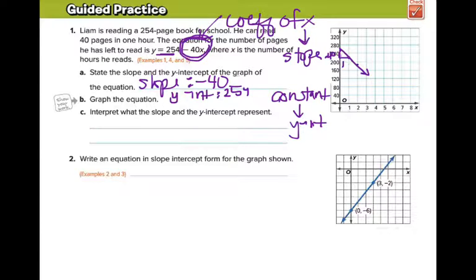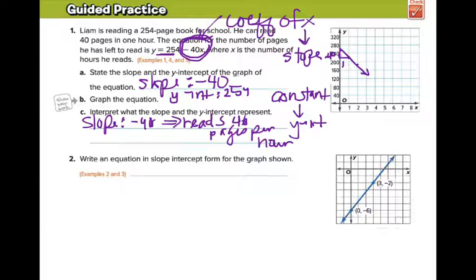Interpret what the slope and the y-intercept represent. They're just asking, what does that mean? The slope is negative 40. What does that mean? That means he reads 40 pages per hour. Okay? And then the y-intercept. A y-intercept is our starting point. Because that's our starting point, he starts with 254 pages to read. Okay? All right.